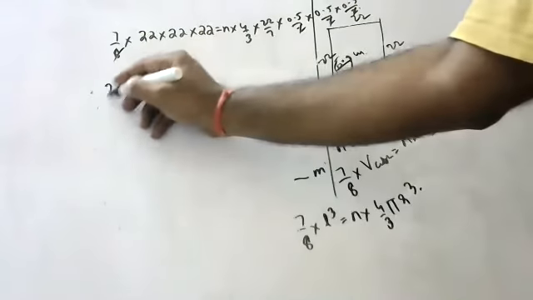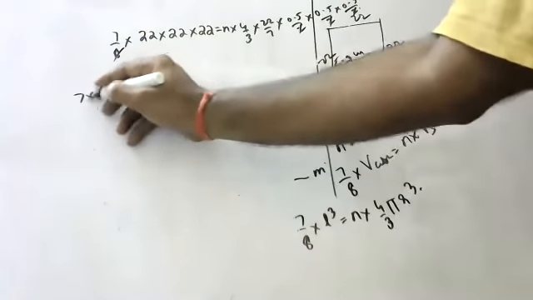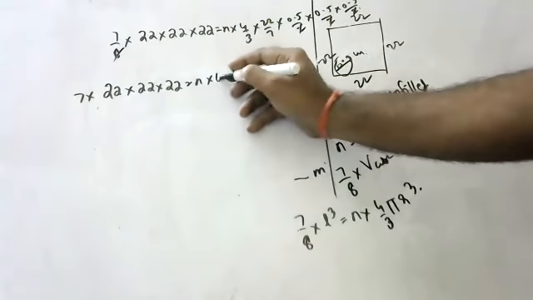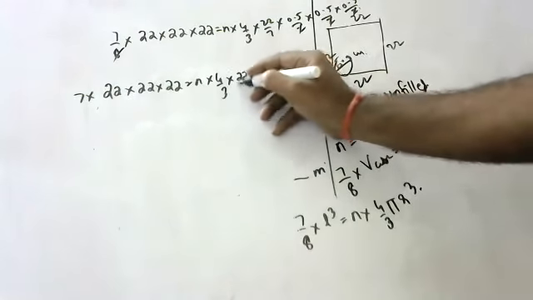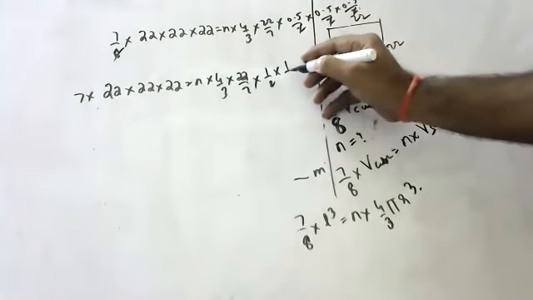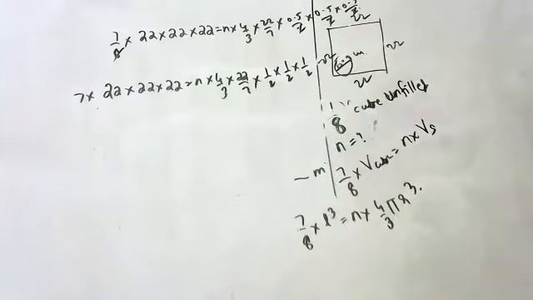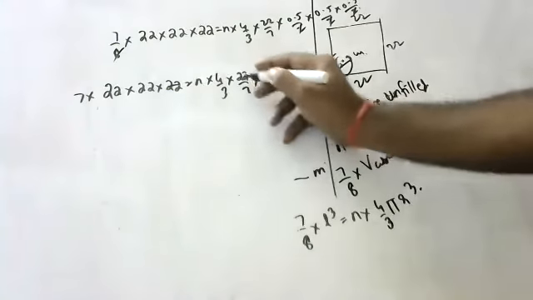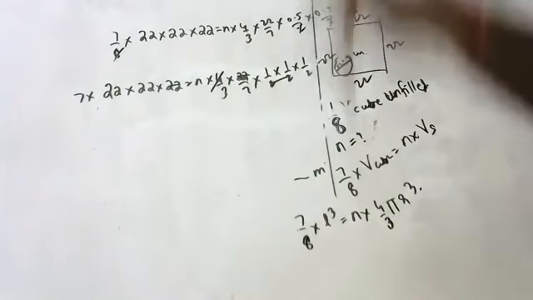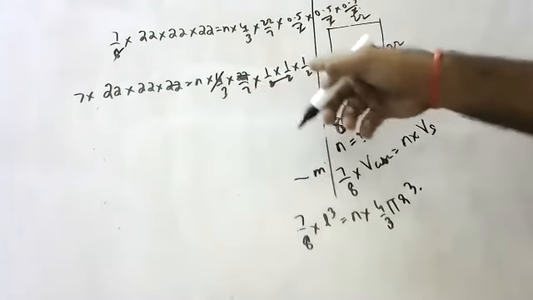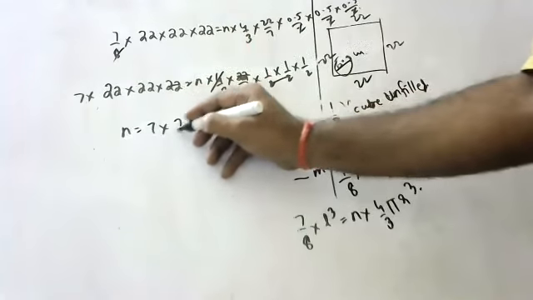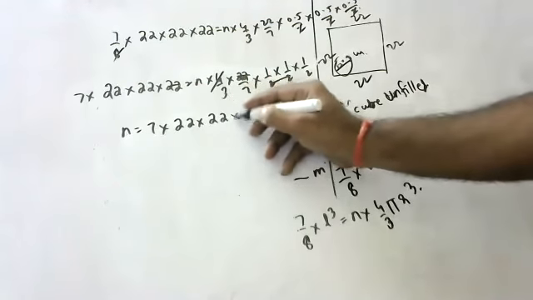So 22/7 into 22 into 22 is equal to n into 4/3 into 22/7 into 5/10. 5/10 is 1/2, so 1/2 into 1/2. 2 and 4 cancel, 22 cancels, 4 and 2 2s. So 3 7s are 21, 21 2s are 42. 42 goes here. So 22 into 22 into 42.